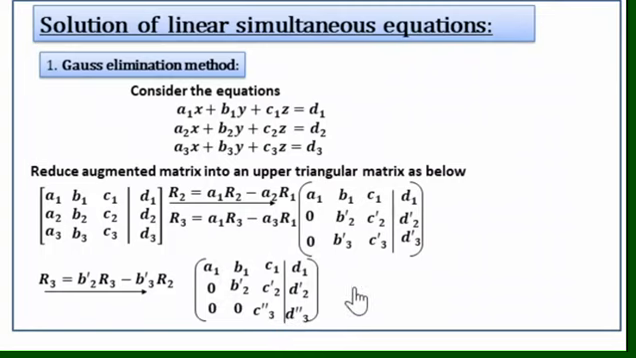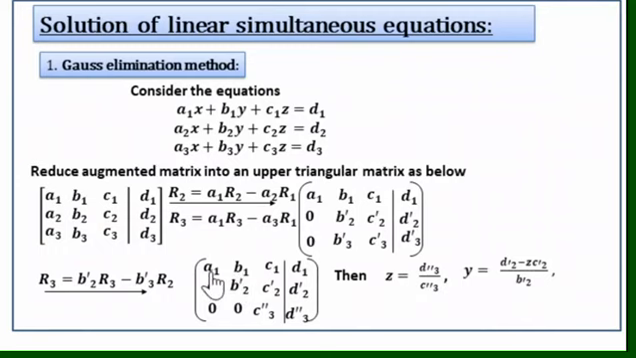We find the values of unknown x, y, z by using back substitution method. Now from the last row we have the corresponding equation will be C3 double dash z equal to D3 double dash, which gives z equal to D3 double dash by C3 double dash. Next we have second equation gives B2 dash y plus C2 dash z equal to D2 dash. From this we get y equal to D2 dash minus z into C2 dash divided by B2 dash.